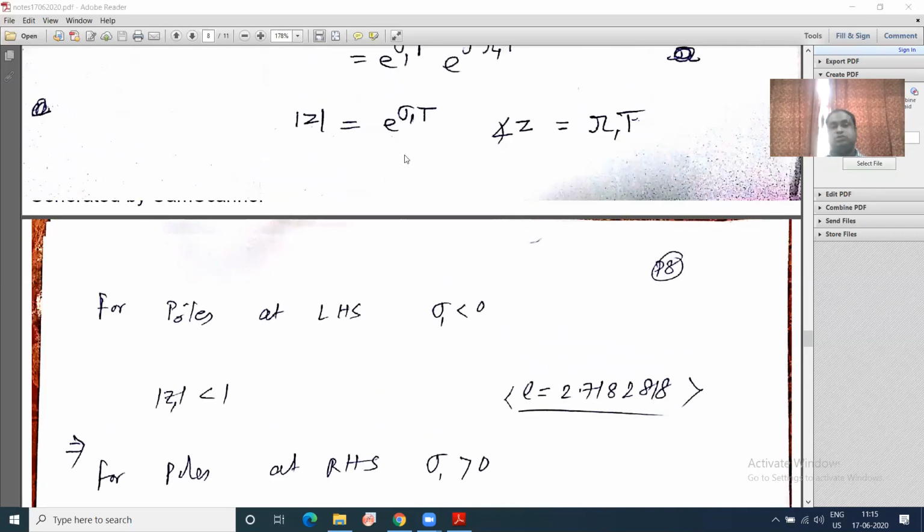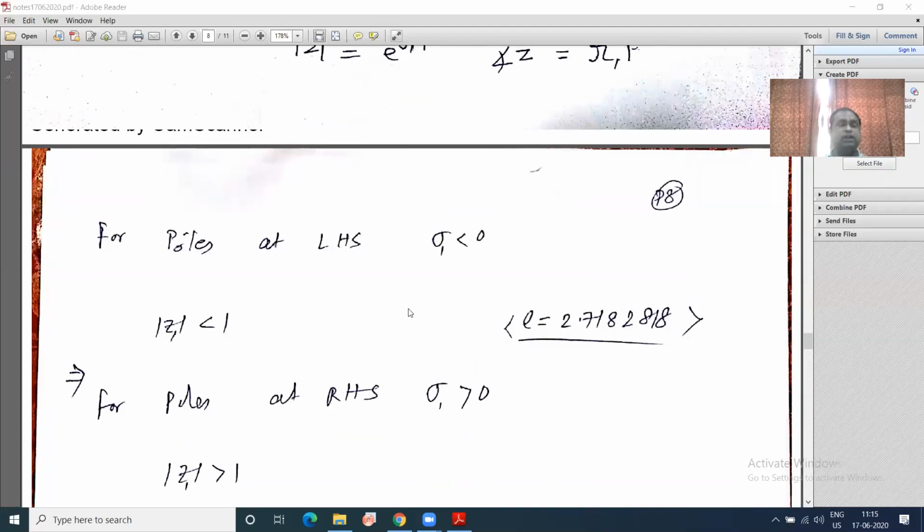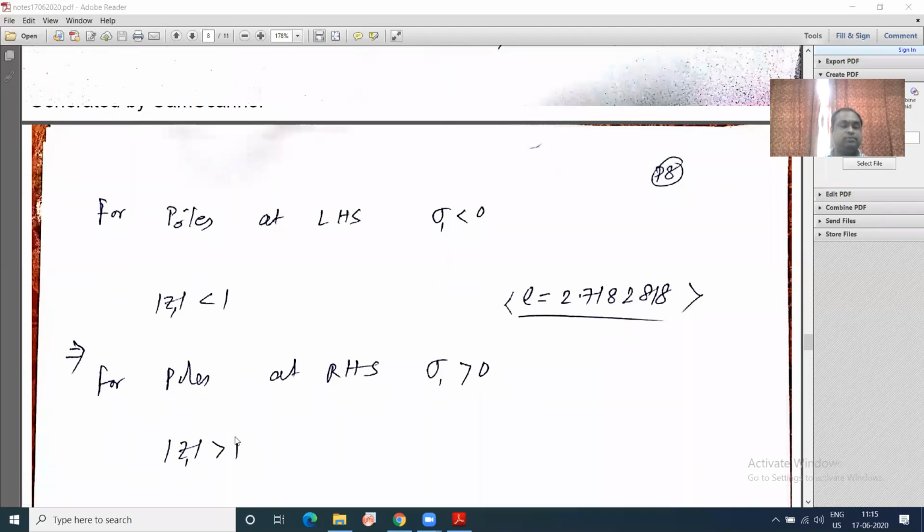Z1 equal to e to the power sigma 1 into t. If sigma 1 is greater than 0, what will be the value of Z1? The magnitude of Z1 is greater than 1. What does it mean? It means that poles are lying outside the unit circle.